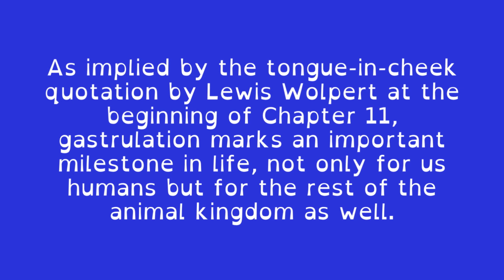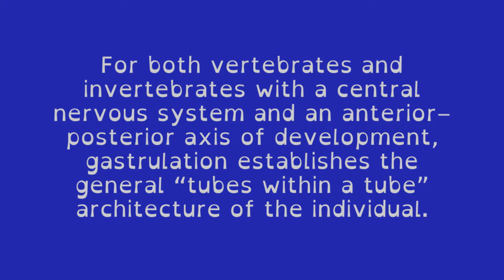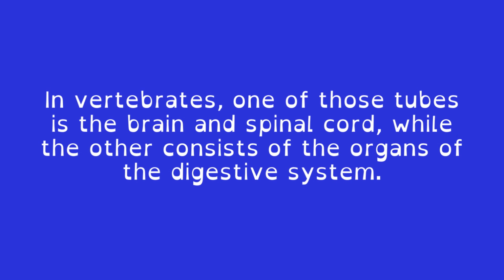As implied by the tongue-in-cheek quotation by Lewis Wolpert at the beginning of Chapter 11, gastrulation marks an important milestone in life, not only for us humans, but for the rest of the animal kingdom as well. For both vertebrates and invertebrates with a central nervous system and an anterior-posterior axis of development, gastrulation establishes the general tubes-within-a-tube architecture of the individual. In vertebrates, one of those tubes is the brain and spinal cord, while the other consists of the organs of the digestive system.